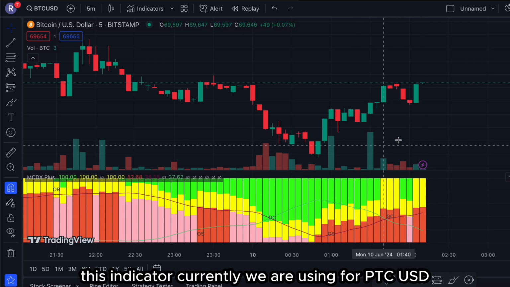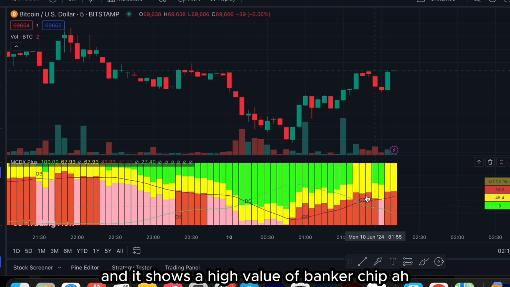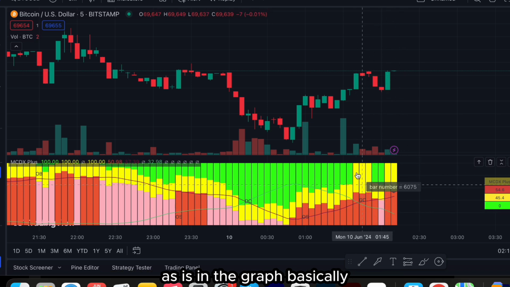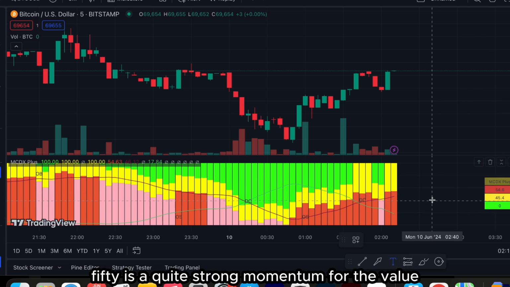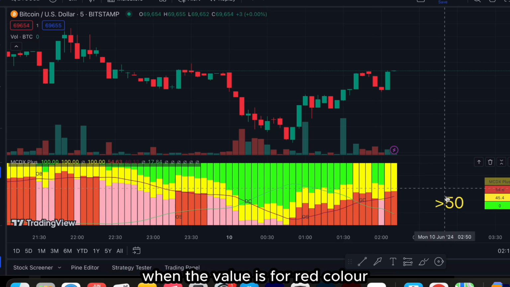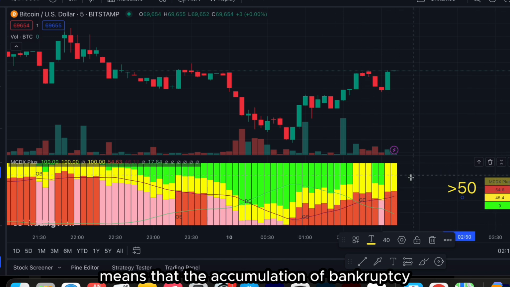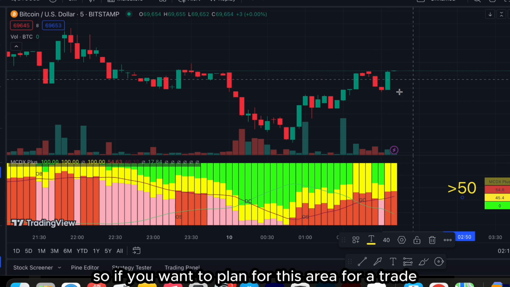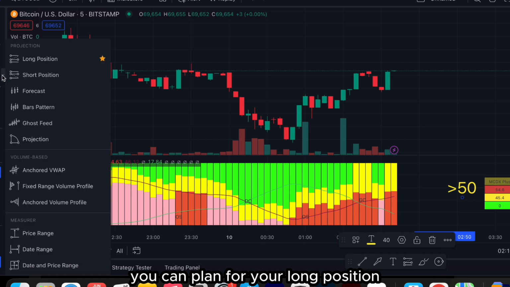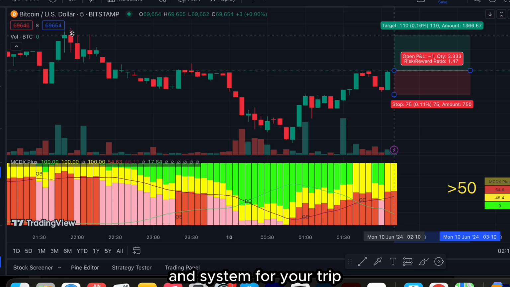First of all, as you can see, this indicator is currently being used for BTC USD, and it shows a high value of banker chip in the graph. Basically it shows 54.6. When the value is more than 50, it is quite strong momentum when the color is red. It means the accumulation of banker chip is quite high and it is going for bullish momentum. So if you want to plan a trade in this area, you can plan your long position based on your previous support and resistance.